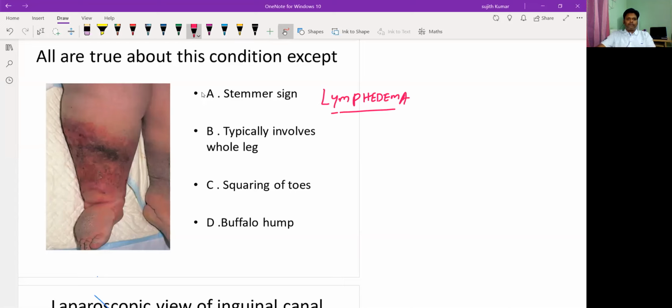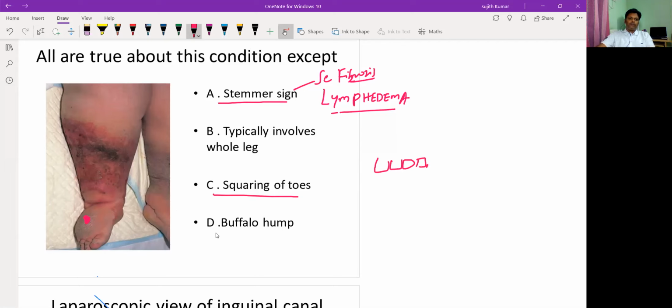In lymphedema, there are some signs. Number one is the Stemmer sign, which is nothing but subcutaneous fibrosis. Because of the edema, the subcutaneous tissues undergo fibrosis. So try to pinch the skin over this region. If you can't pinch the skin, that is called Stemmer sign, that is subcutaneous fibrosis. Then option C, squaring of the toes. That is characteristically seen in lymphedema. You can see that the toes appear square. This is squaring of the toes.